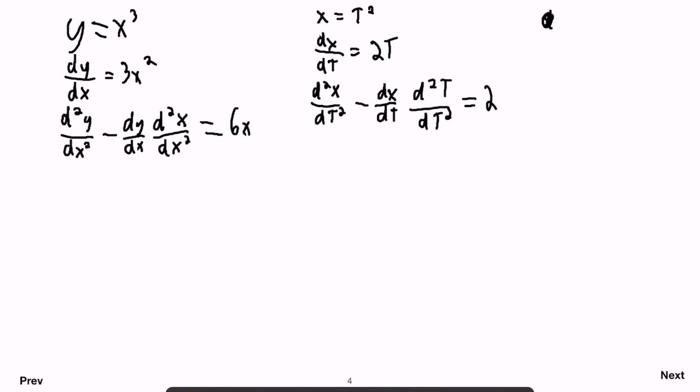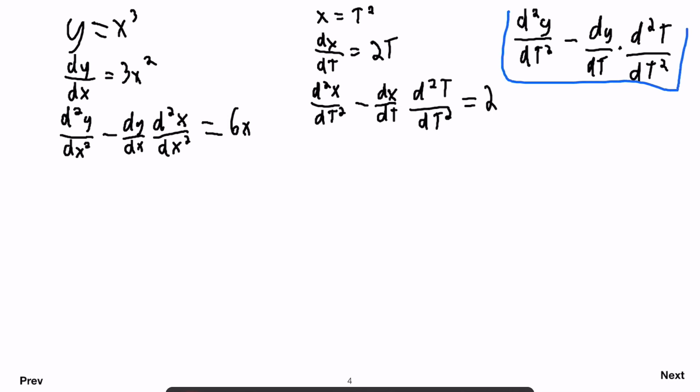second derivative of y with respect to t, what we're going to be wanting to find is d squared y over dt squared minus dy/dt times d squared t over dt squared. So this is going to be our goal. And we're going to find that when we manipulate these equations, we're going to be able to manipulate the differentials algebraically to wind up with this.